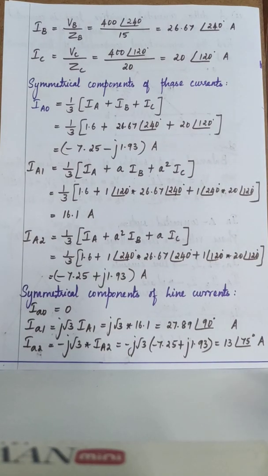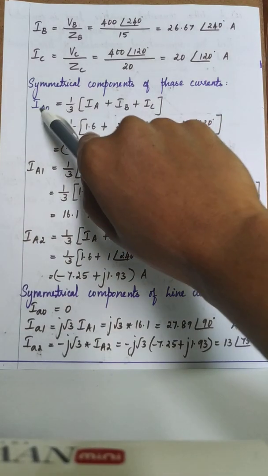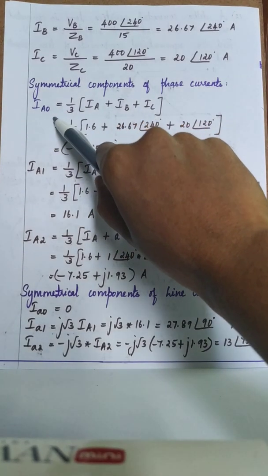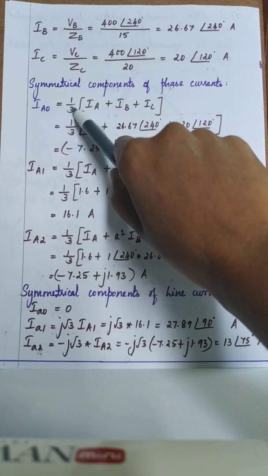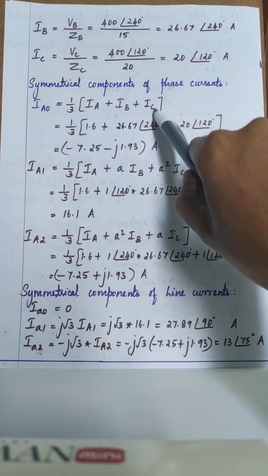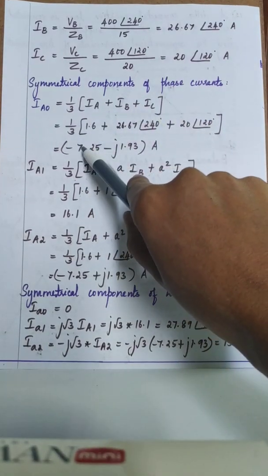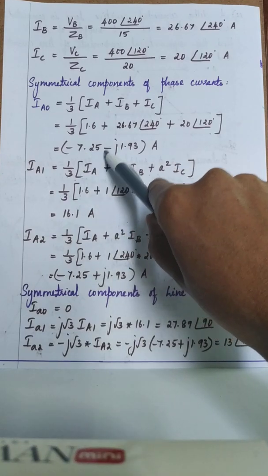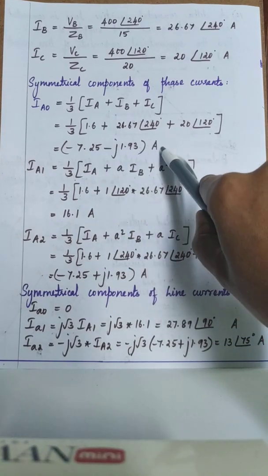Now let's calculate the symmetrical components of phase currents. So I capital A naught is the zero sequence component of phase current: 1 by 3 into IA plus IB plus IC. Substitute and you will get the answer as minus 7.25 minus J 1.93 amperes.